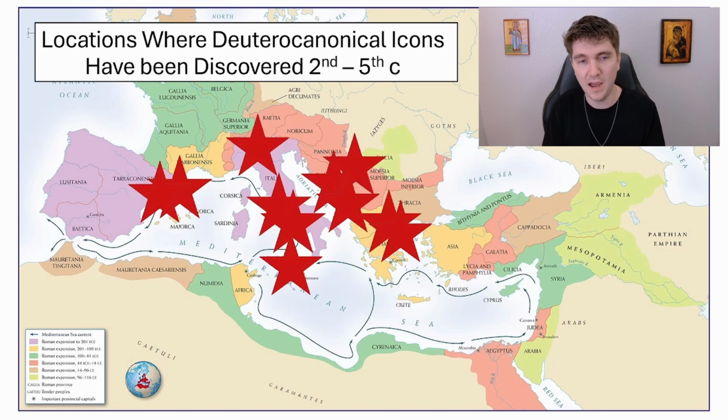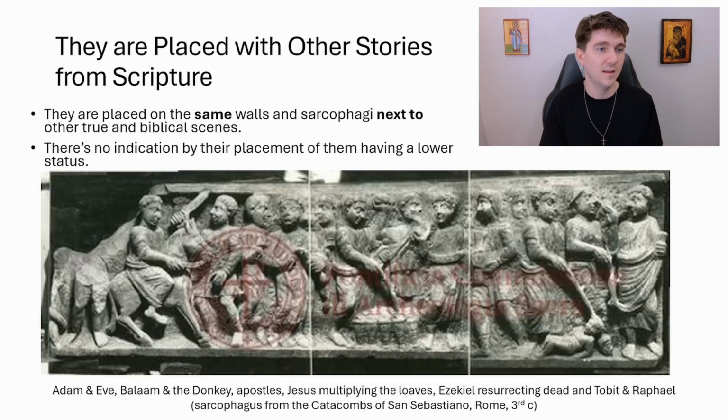are marked on this map, and you can just see visually the widespread dispersion and use of these images in the early church. So the second argument to be made from the iconography is that the images from the Deuterocanon are placed alongside other biblical scenes. The same walls that have scenes from the Bible have scenes from the Deuterocanon, which indicates that the early Christians saw Deuterocanonical stories as being biblical stories, a part of the Bible. And there's no indication by their placement on the walls that there's any kind of lower status or second place that the Deuterocanon falls into.